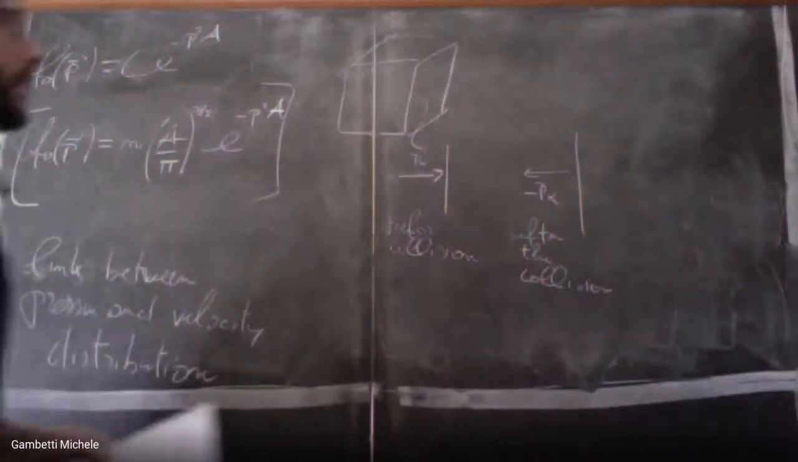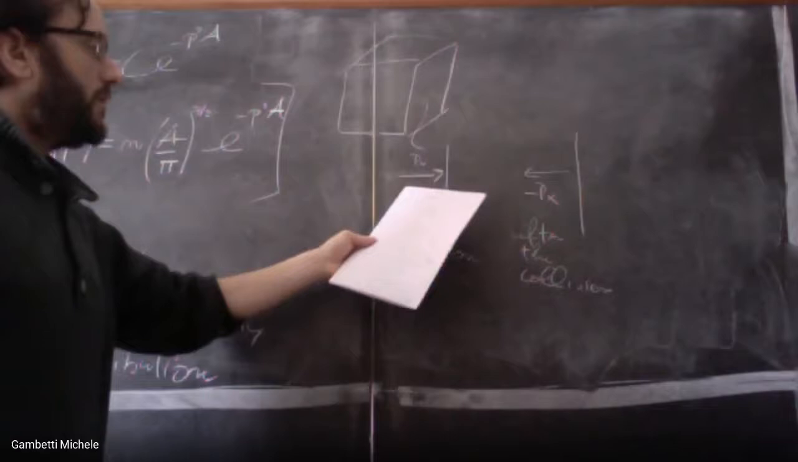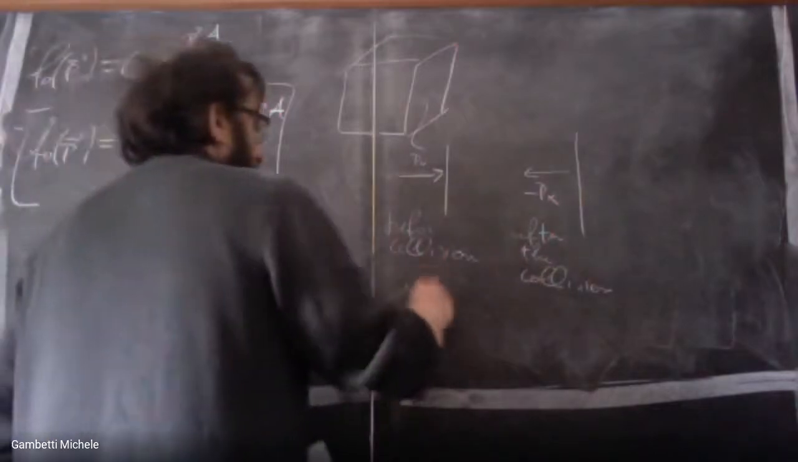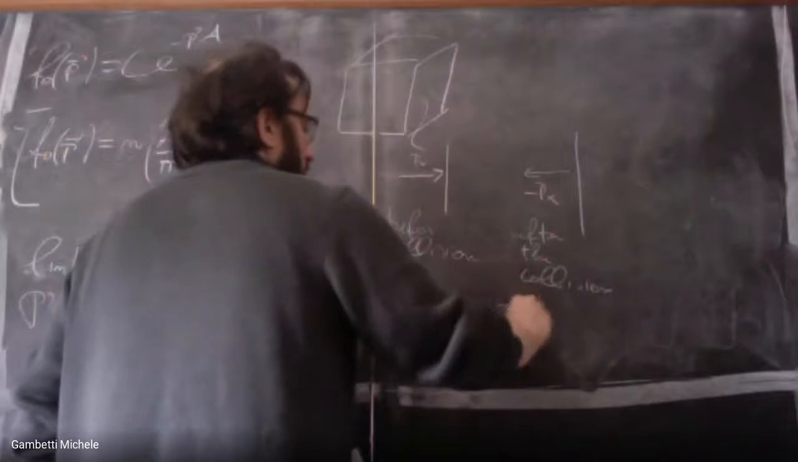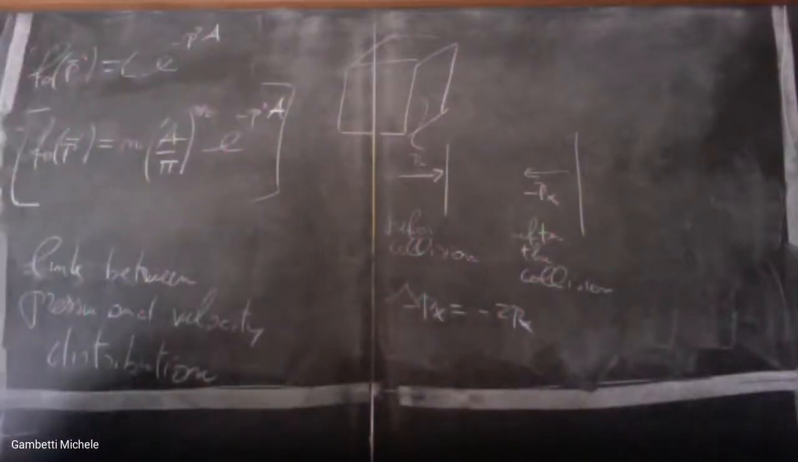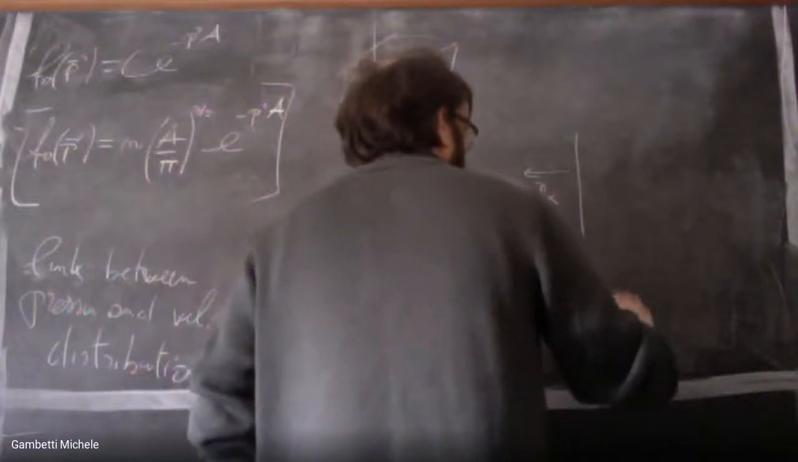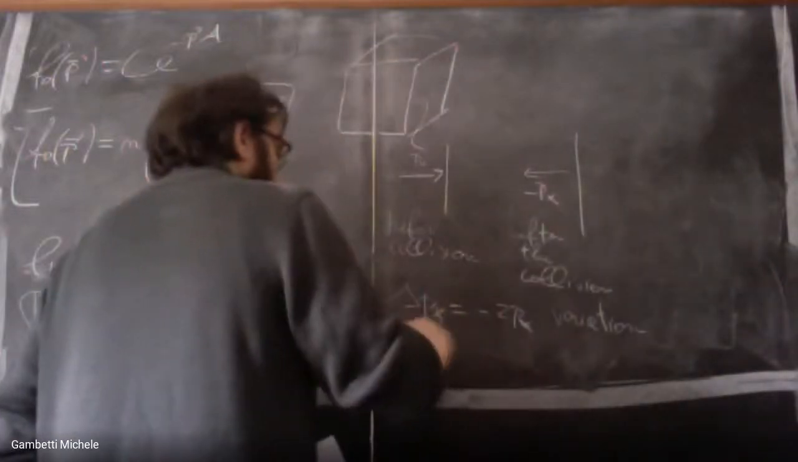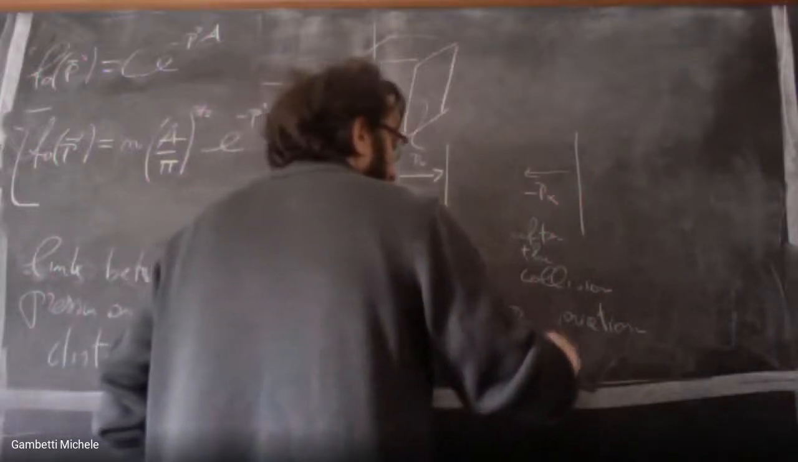So the variation of momentum of the particle, dpx, is of course now minus 2px. So this is the variation of momentum of the particle.